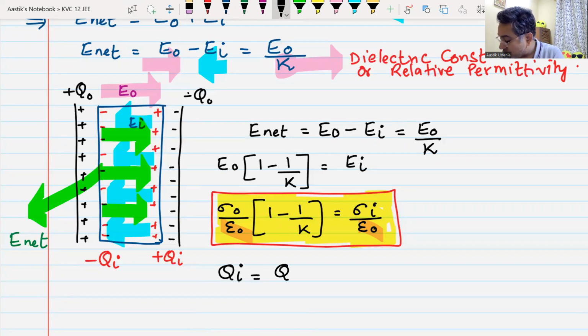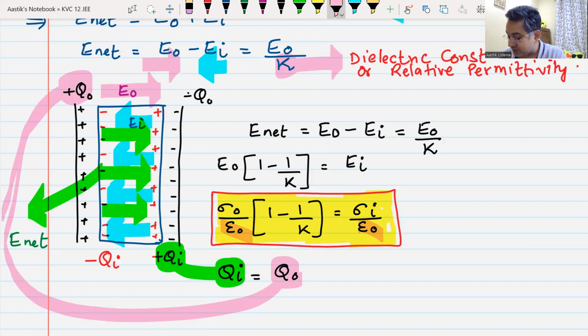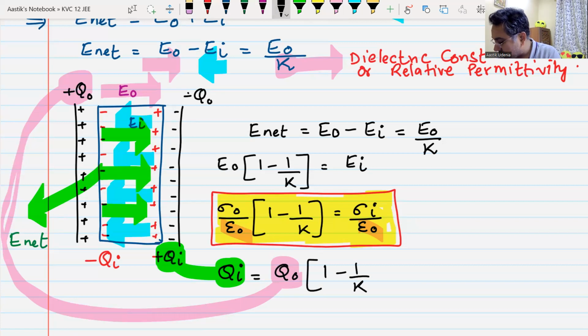That will be equal to Q naught, your original charge. This is your Q naught. We understand this? Yes or no? And this is your Qi. Do we understand this? Or is this going above our head, saying bye bye, sir? We are going, sir. Please don't stop. Yes, sir. Into 1 minus 1 by K.